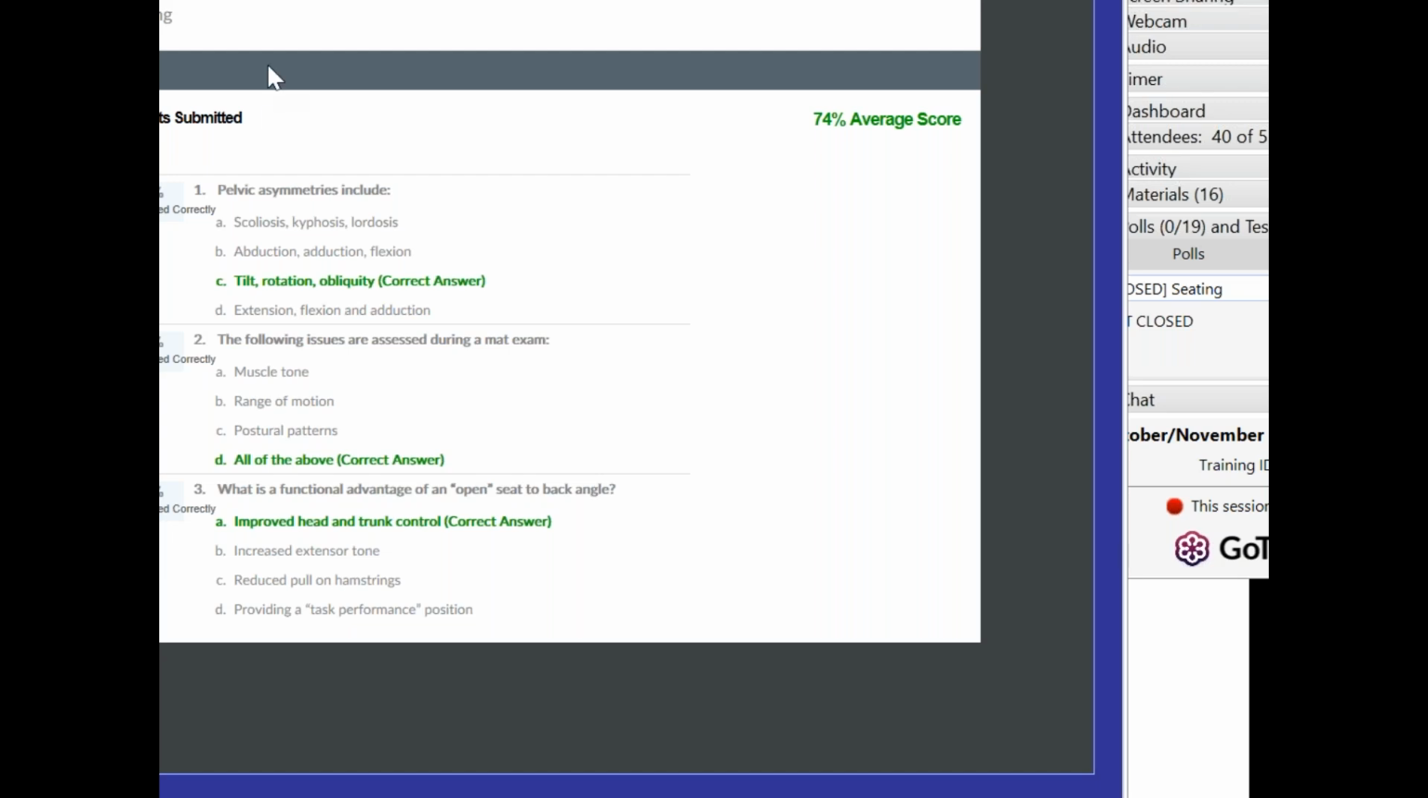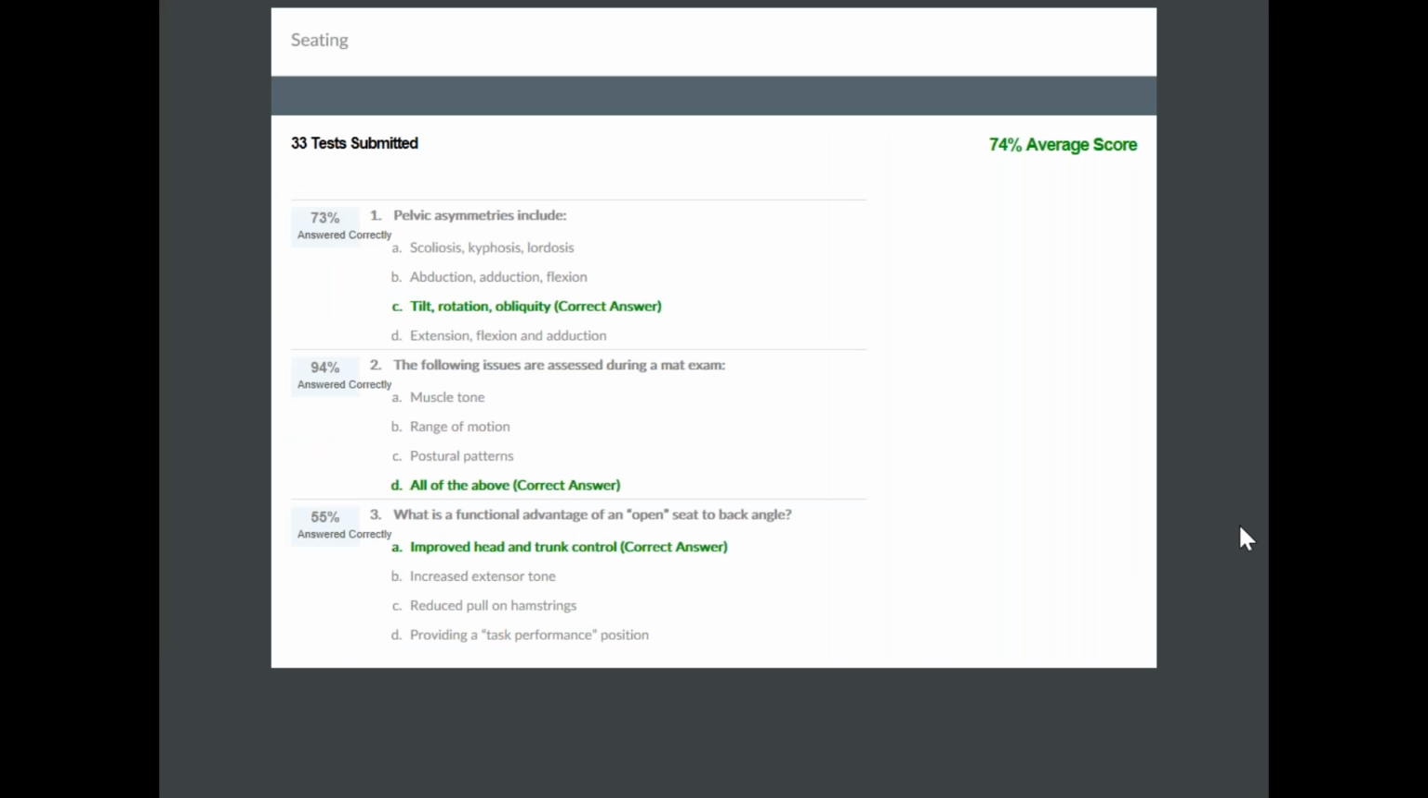I'd be curious, and I know we're ready for a break, but I would be curious if anyone wanted to have a discussion about why we did so badly as a group on number 3. And I'm wondering if it's related to D or if people had different thoughts.